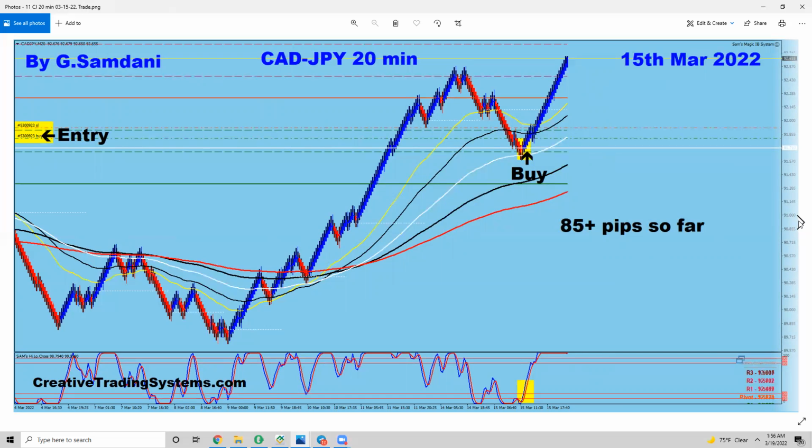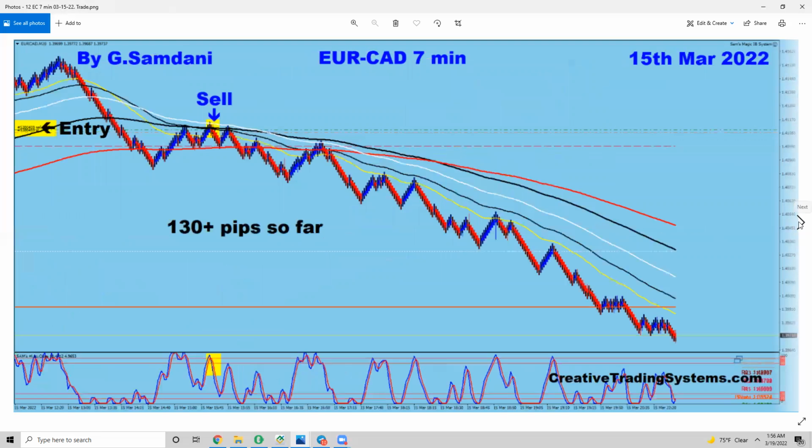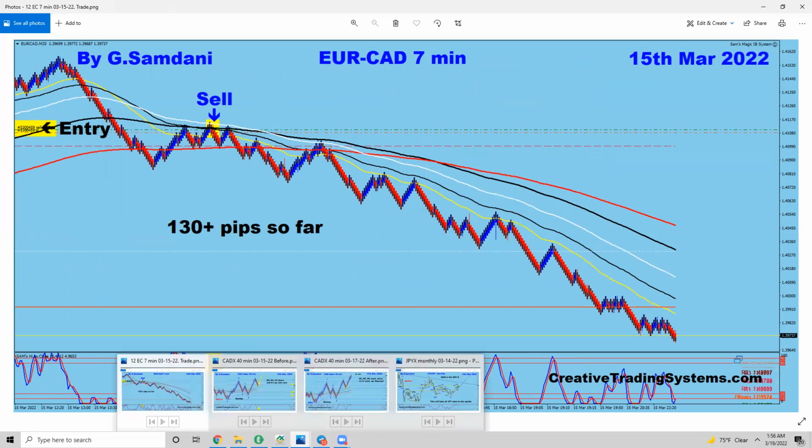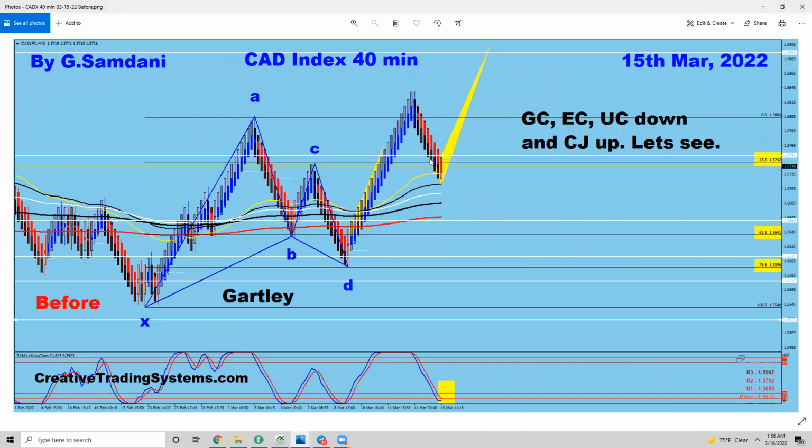Now the other CAD pairs, like Euro CAD and USD CAD, went down. I'll show you the reason why when they made the turn. So on the 15th, that happened. See, the Euro CAD made the turn to the downside. This is the only one I took from the 7-minute chart, because the reason for that was the CAD index was making a turn. Let me show it to you. So this is what it is.